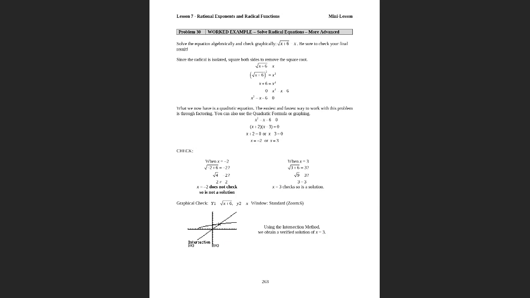Now let's go to a more advanced problem. So let's say that if you look at what we have here, to solve this graphically, of course, this will be a y2, this will be a y1. Y2 equals x, y1 equals square root of x plus 6. But what about to solve this algebraically? Now, to solve this algebraically, I'm going to go to the whiteboard.